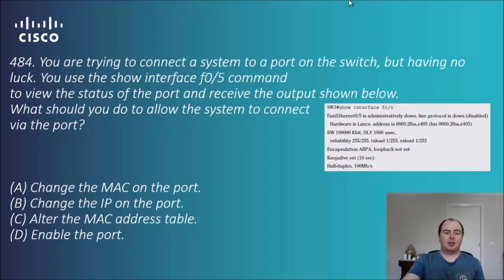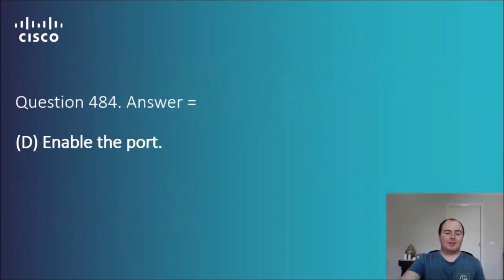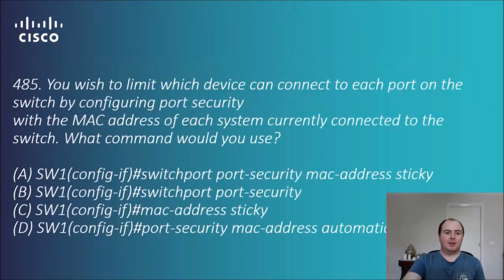484, you are trying to connect a system to a port on the switch but having no luck. You use the show interface F05 command to view the status of the port and receive the output shown below. What should you do to allow the system to connect via the port? So we got change the MAC on the port, change the IP on the port, alter the MAC address table, enable the port. So if you take a look here, it's administratively down, line protocol is down, so disabled there, and so it's not working. Looks like it's disabled, so you would re-enable it. So enabling the port will fix our problem there.